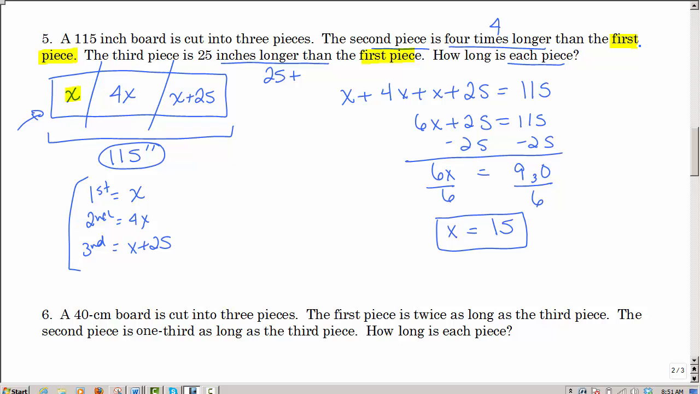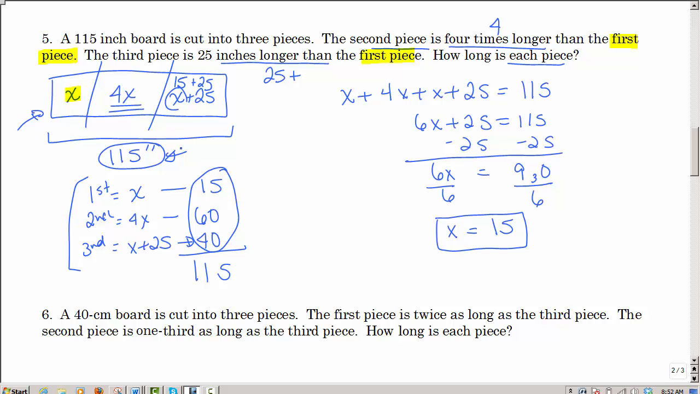How long is each piece? Well, the first piece is 15 inches long. The second piece is 4 times 15. So 4 times 15, I believe, is 60. And the third piece is x plus 25. And what is x? X is 15. So 15 plus 25, I believe, is 40. And I could check that out by adding those up together, and I'm going to get 115 inches.